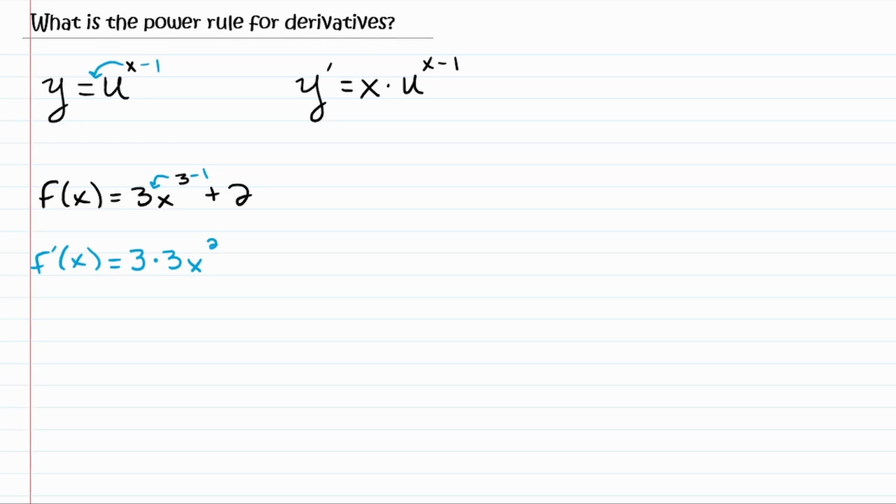And if you watched the last video, you know what the derivative of a constant is. So what would be the derivative of 2? It would be 0, right? So let's go ahead and simplify this a little further. 3 times 3 times x squared is just 9x squared, and we just have a 0 left. So our derivative of 3x to the third power plus 2 is equal to 9x squared.